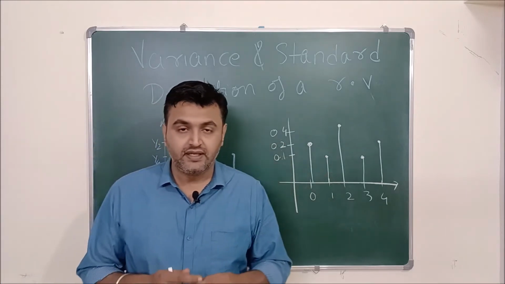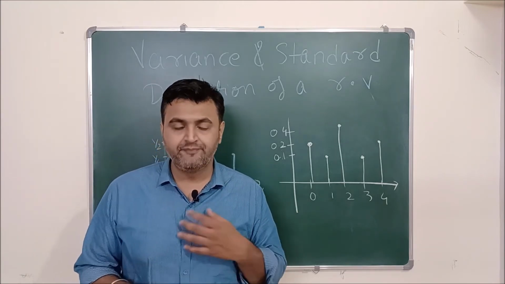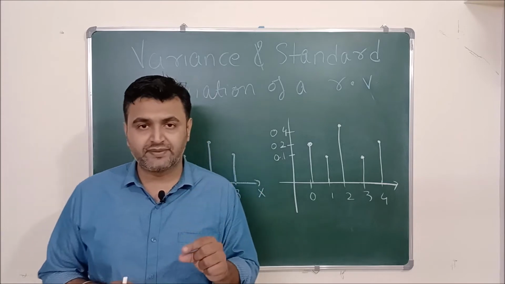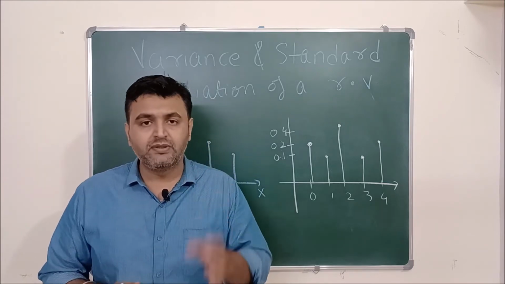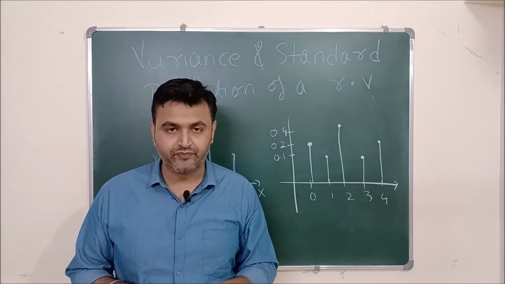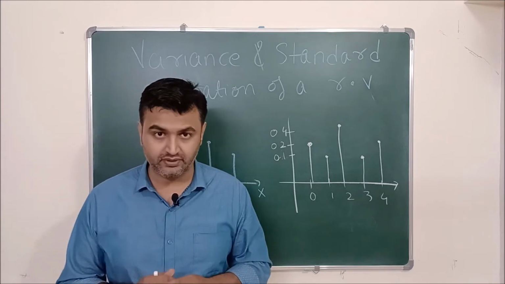So what is a variance? See, what is the mean or the expected value of a random variable? It's a number. What does that number represent? It tells you where the probability distribution is centered for a given random variable.